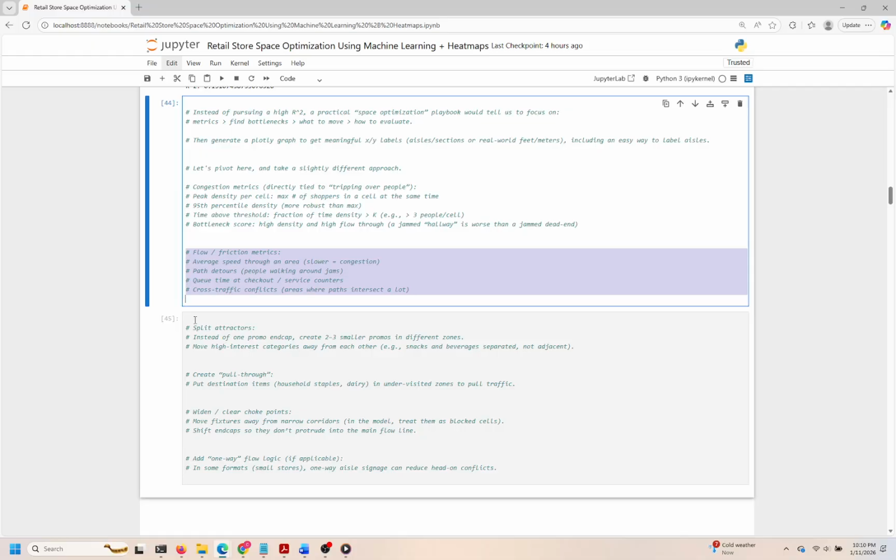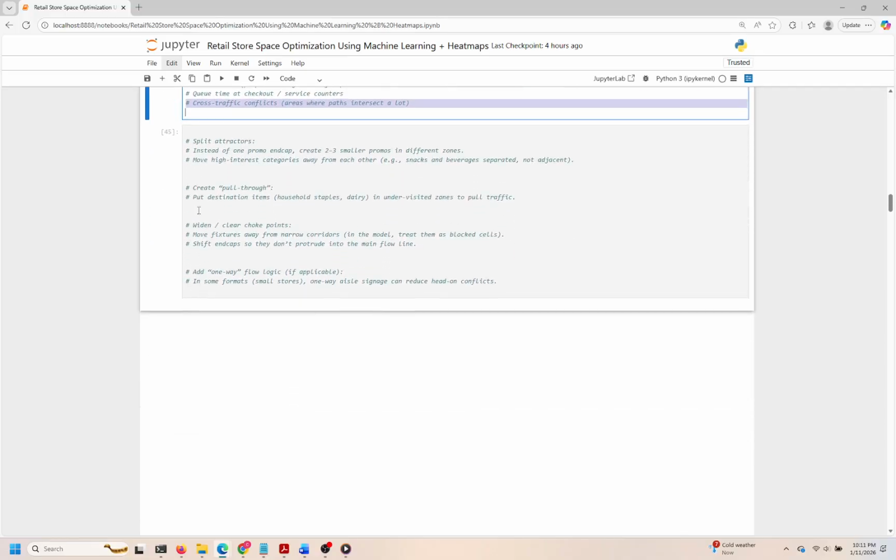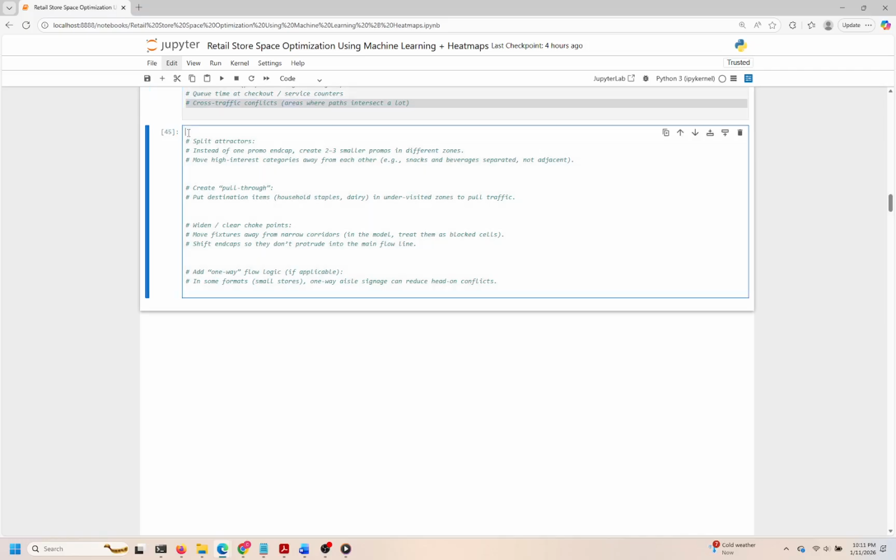On the flip side, we also evaluate flow and friction metrics, which can highlight where movement slows down. This includes measuring the average speed through different areas, where a slower pace can indicate congestion. We'll also assess the necessary detours that shoppers may take to navigate around congested areas, assessing how these detours affect overall flow. Furthermore, we will look at the queue time at checkouts or service counters and identify cross-traffic conflicts in zones where paths tend to intersect frequently, creating potential points of conflict for shoppers.